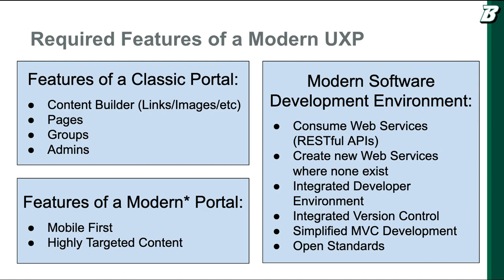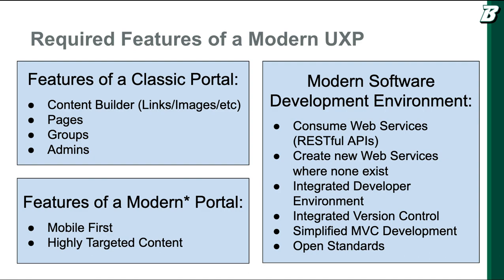So features of a modern UXP, right? The stuff on the left is pretty self-explanatory. I would say pretty much all modern portals meet those requirements: mobile first, pages, groups, permissions management, content building, and all of that stuff. But what we decided is really more important, in addition to those other things, is that we need to have a way to actually develop software natively, really well, directly inside of the UXP, inside of the portal platform. And what does that mean?